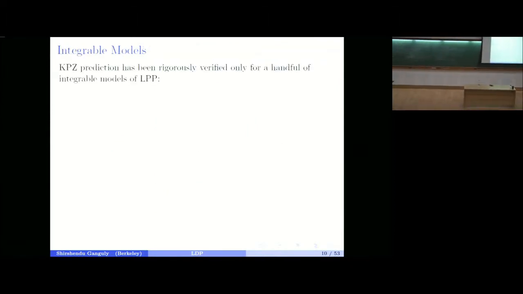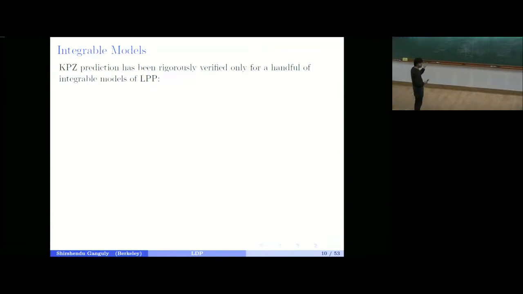Okay, so this is sort of the general heuristic, but the point is: when can one make this rigorous? This is where people have been studying integrable models, where you have some other connection that you can exploit to try and prove these things. All these predictions are only known rigorously for some handful of models.